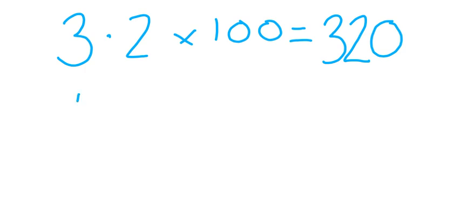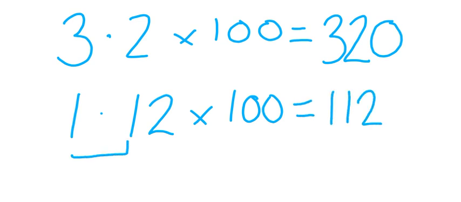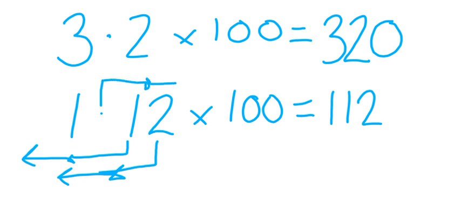If I had a number like this, 1.12 times 100, then that would become 112 because each of these moves up twice. And that becomes the 2 hundredths. This time becomes 2 units. So again, it's almost as well saying the decimal moves down twice, and so we can get rid of that.